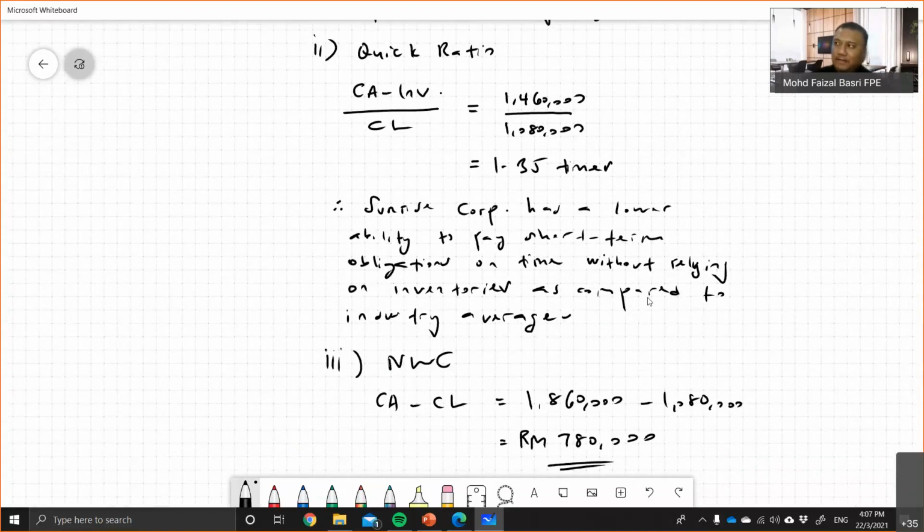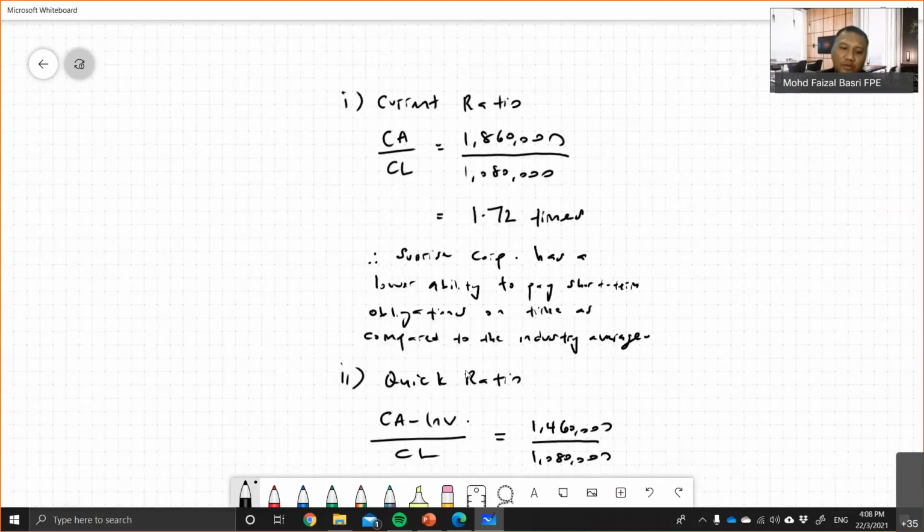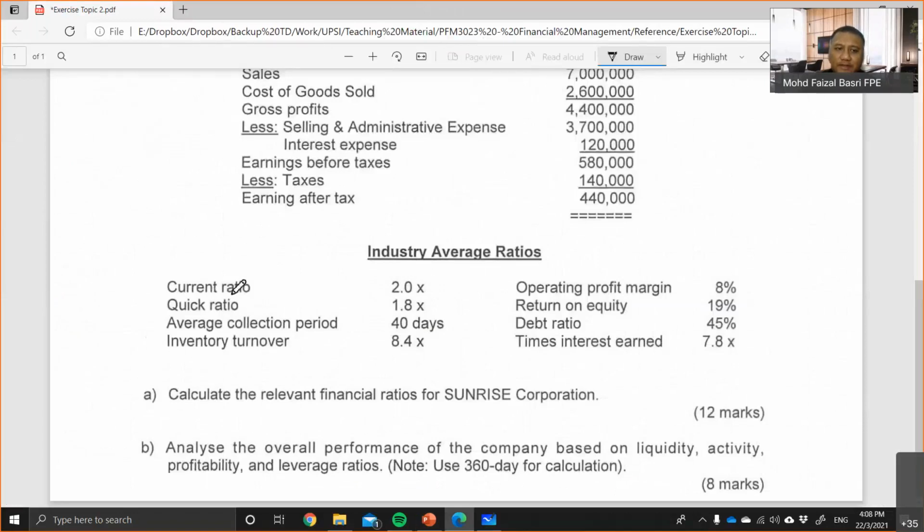During tests or exams, usually the question seldom gives you a negative. And to be honest with you, most of the time, they will not ask you to calculate the net working capital. They just focus on these two ratios, current ratio and quick ratio. So that's why for this example, they just ask you to find current versus quick. That's it. But your question just now is also valid. If both companies are negative, obviously whichever company is closer to zero is better than the other one.